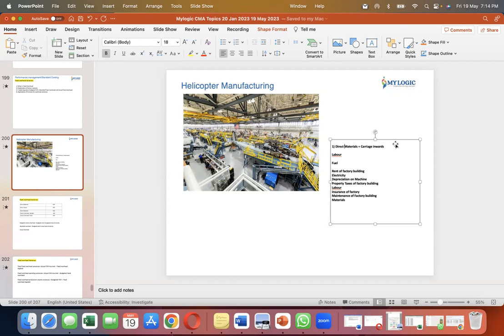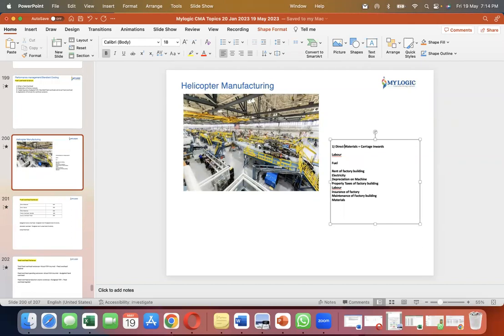It is called as direct material. Why is it called direct materials? It should be the main object for carrying out the output. So if you look, you can see a helicopter here, correct? Are you able to see our aircraft here?